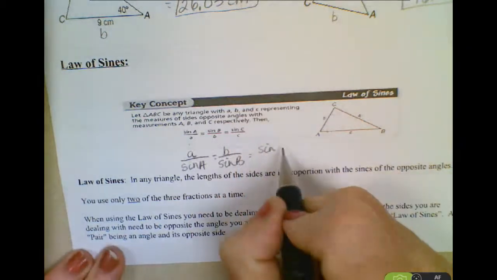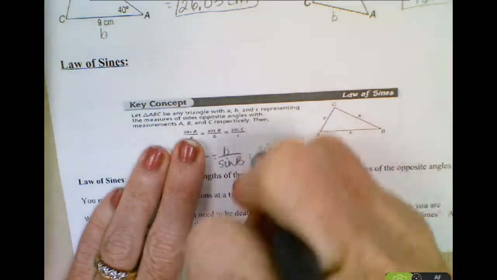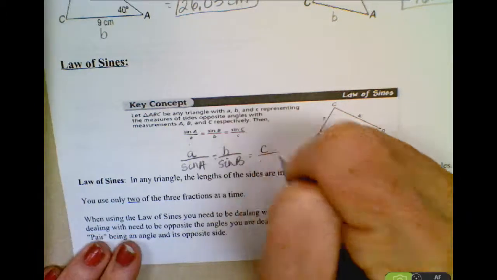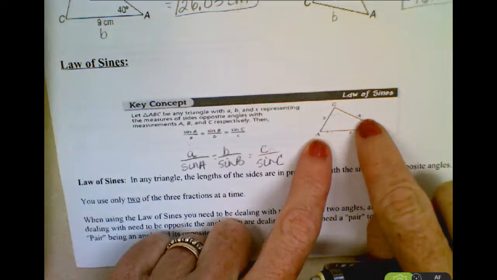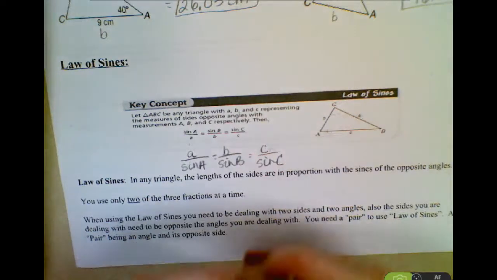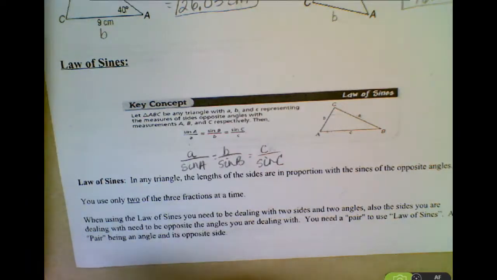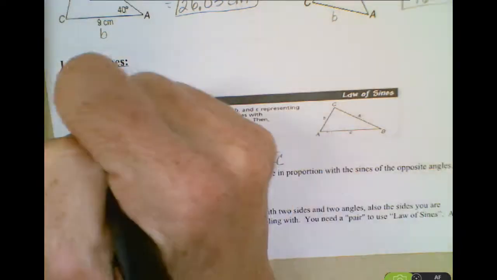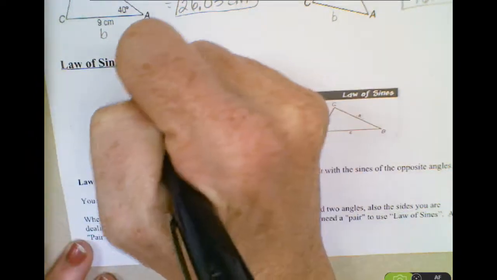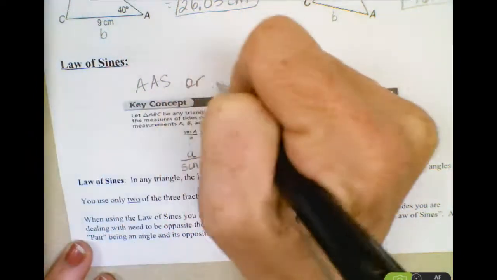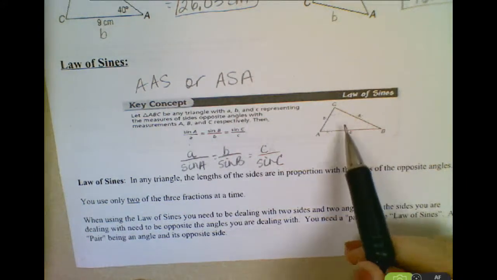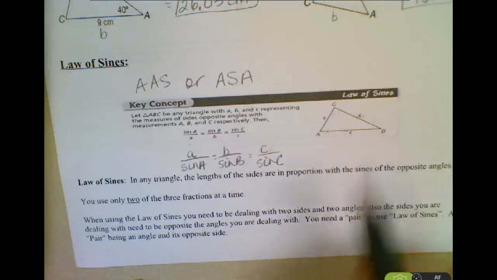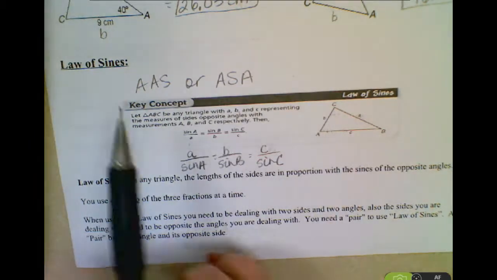What you really need to check for with law of sines is that you have a pair that goes together. You have the angle and its coordinating side. As long as you've got that, it's like you've got a control ratio, and now you can figure out everything else in the triangle that you need to. Another way to think about that is if your triangle is either angle, angle, side, or angle, side, angle, either one of those you would be able to use law of sines.